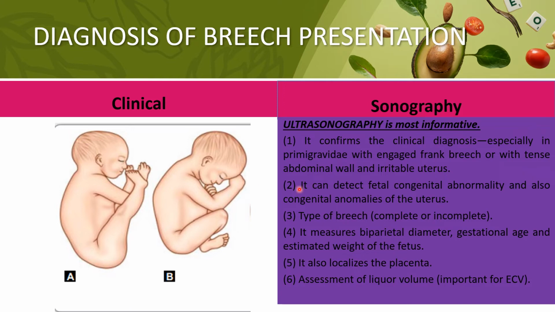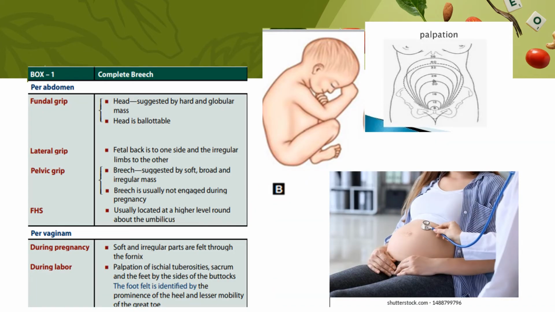Then, in clinical assessment by antenatal examination for complete breech, that is flexed breech, how do they identify it? The first one is the fundal grip. I hope you all know about the antenatal examination. This part we consider as the fundus. With the fundal grip, they can find the head, a hard mass, which will be palpable here. Ballotable means there will be some movement.